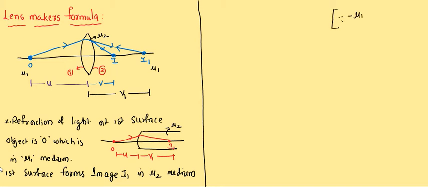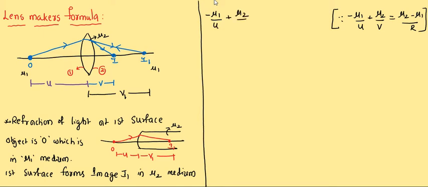What is that? Minus Nu1 by U. First surface we can take as one spherical surface. Then we have to apply that formula: minus Nu1 by U plus Nu2 by V is equal to Nu2 minus Nu1 by R. According to the formula we previously derived, we apply it here for the first surface. Now Nu1 is the refractive index of the first medium, that is the air medium. Nu1 by U plus Nu2 by V.